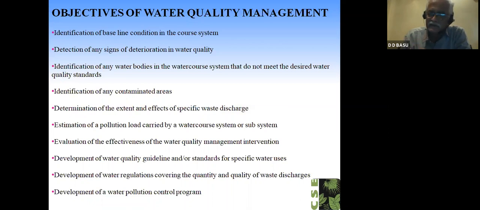Contaminated areas, these are the hotspots. And determination of the extent or effects of specific waste discharge. If you are discharging this wastewater, what will be the impact of that? That you have to predict, right? That is Streeter-Phelps equation is there. You can estimate the K1 value and K2 values.